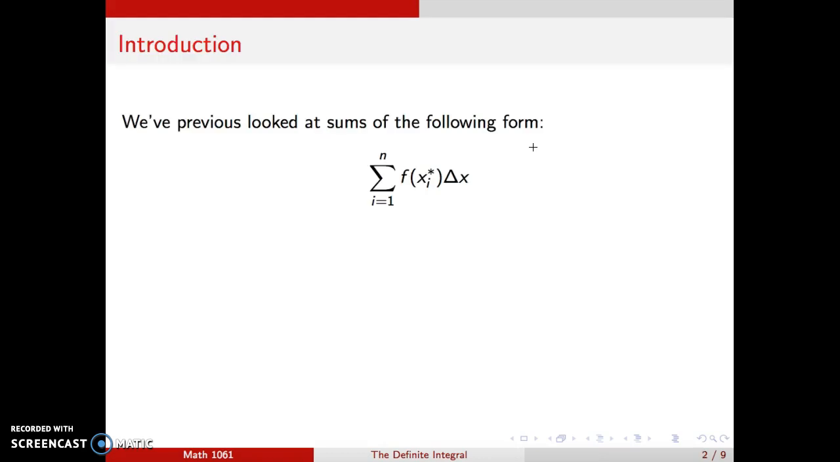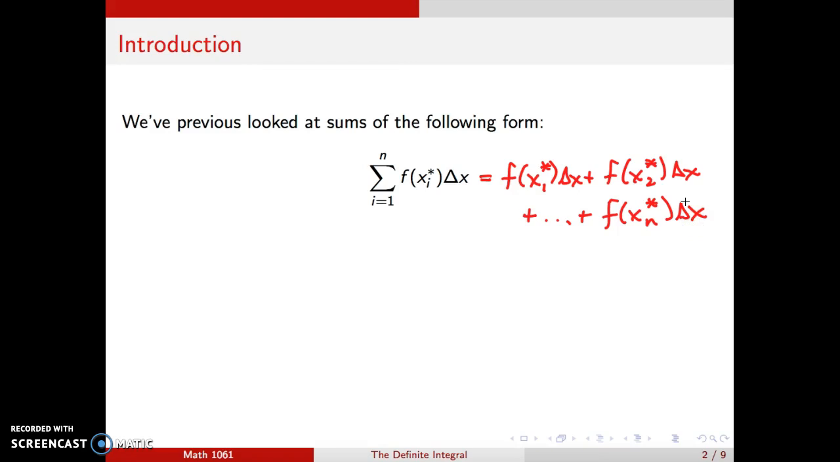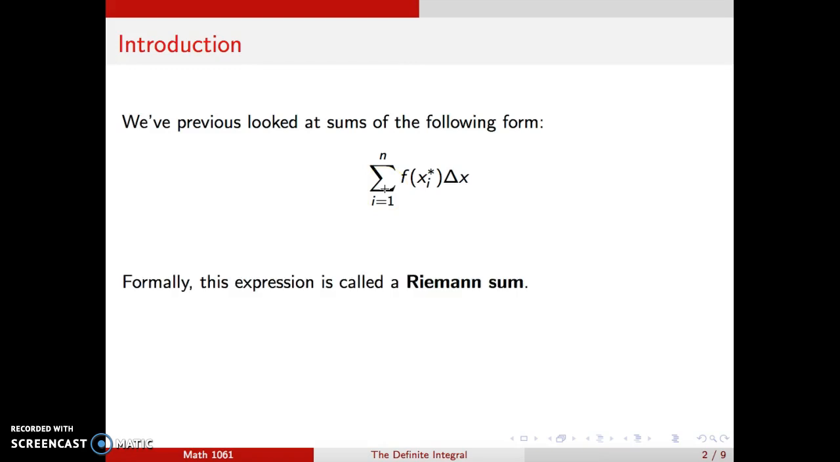So like I said, in previous work we had looked at sums of the following form. Not getting overwhelmed by the notation here, remember this means that I start from 1, counting up, would be f of x1 star times delta x plus f of x2 star delta x plus all the way up to n total terms. So this is just that sigma notation.